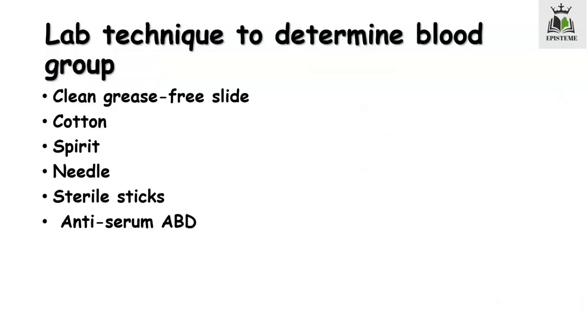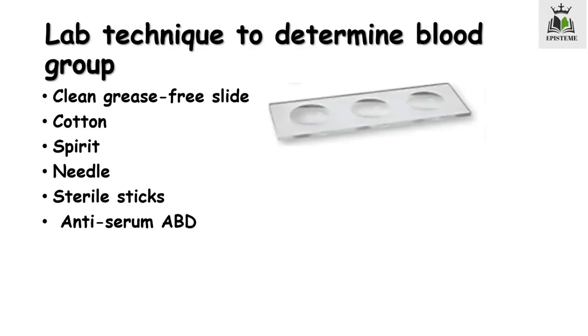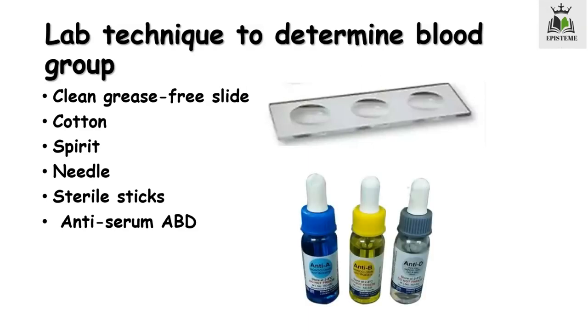Now we will talk about the laboratory technique to determine the blood group of a person. So these are the equipment that we need. We need a clean grease-free slide. This is the kind of slide that we use, having 3 dents on the surface, and the first circle is called A, the second is B, and the third one is D. Remember this part. Next we need cotton, spirit, needle, sterile sticks, and antiserum ABD.